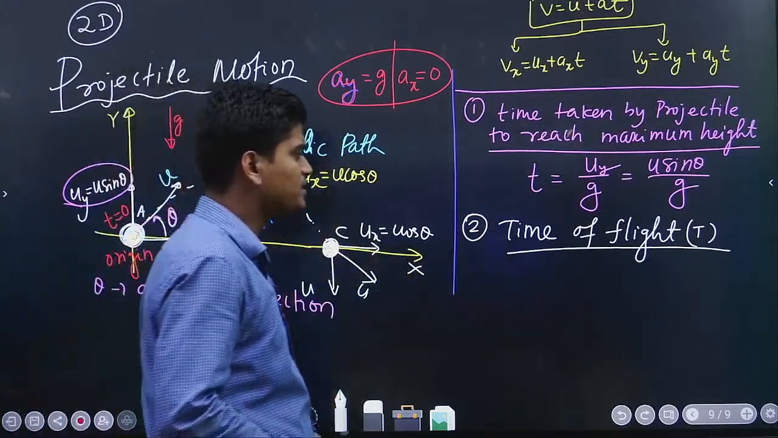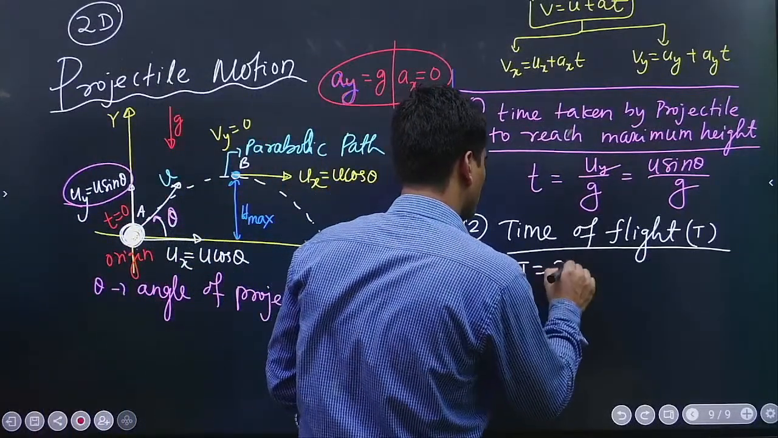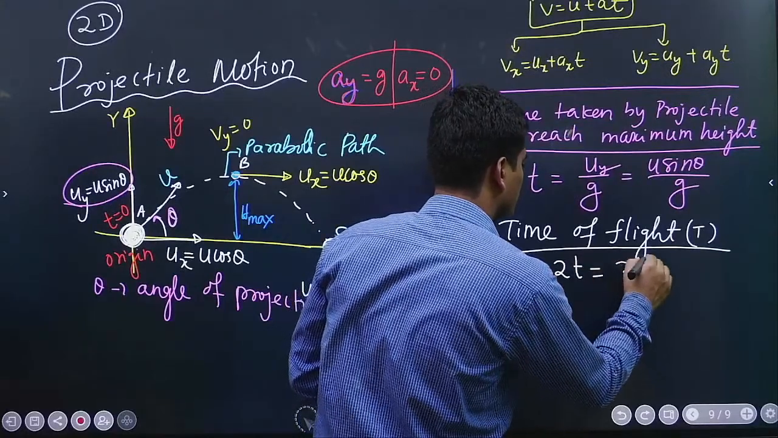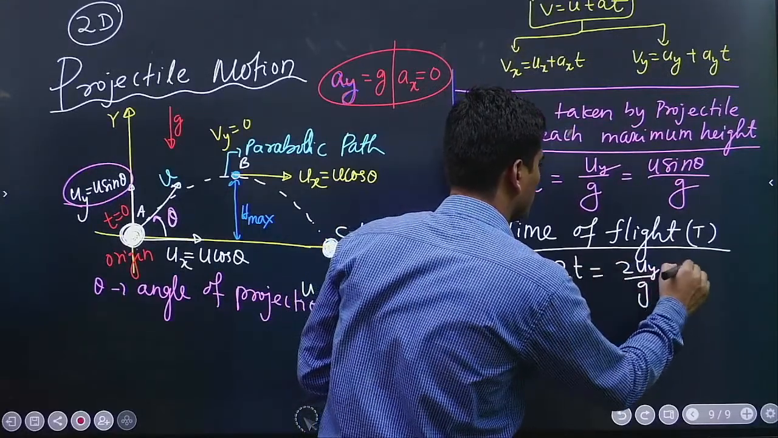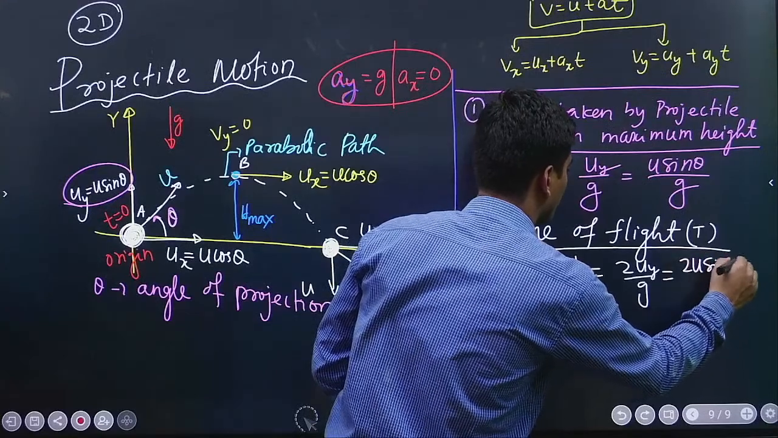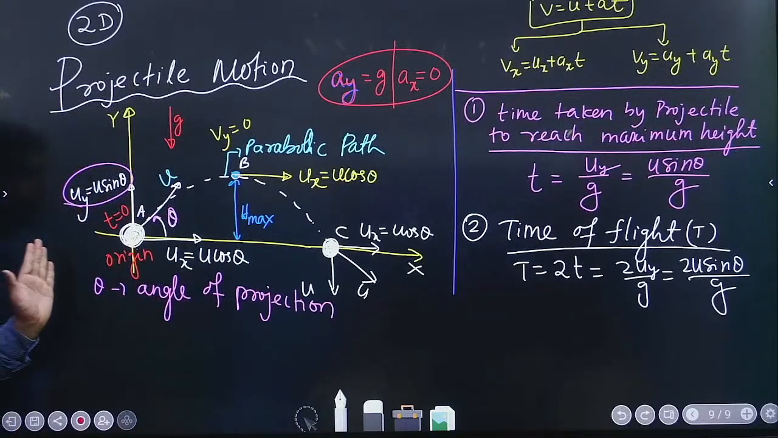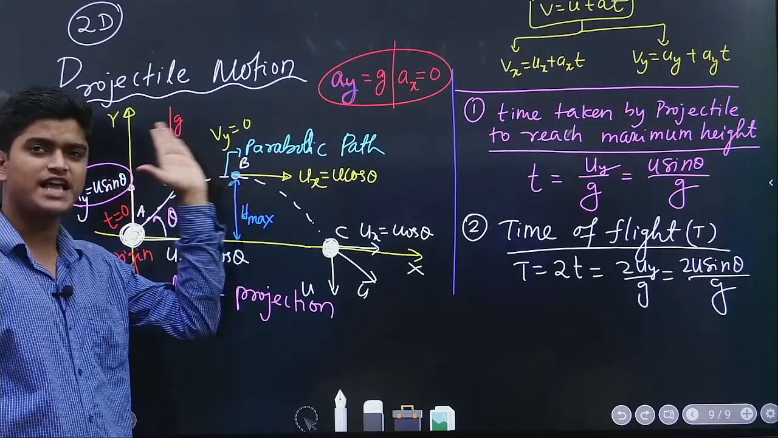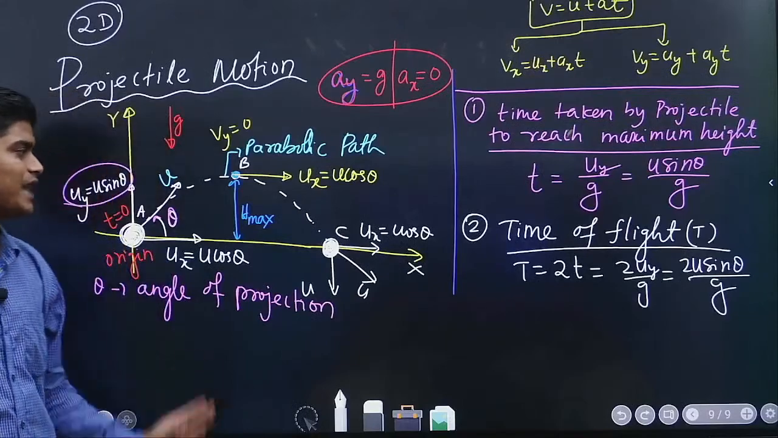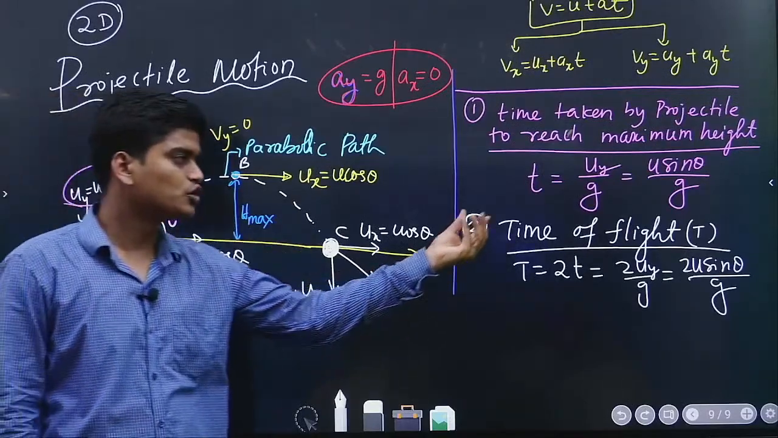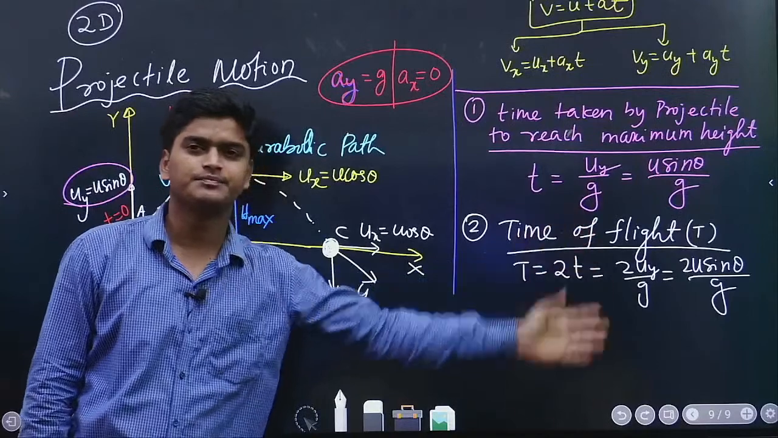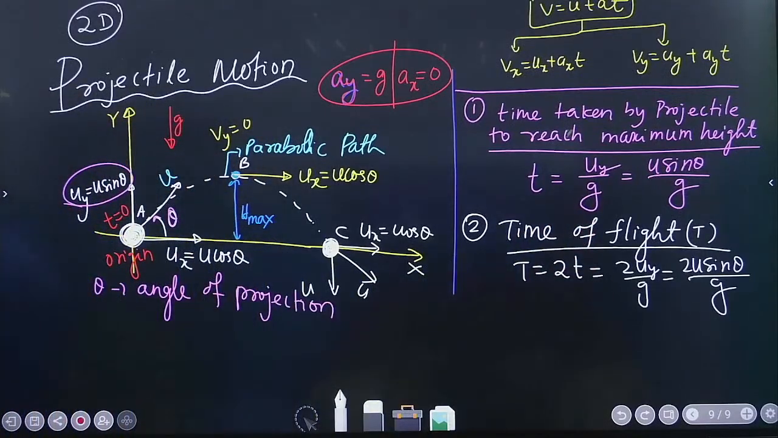So what is the time of flight? Now time of flight is nothing but capital T is 2 times t, or basically you can tell 2 uy by g. Or you can write 2 u sin theta by g. Just now I told, in motion under gravity also, whatever time you take to go up, the same time will be taken to come down. Time of ascent equals time of descent. So the time of flight calculation is nothing but 2t, or 2 into uy by g. So directly you can write 2u sin theta by g.